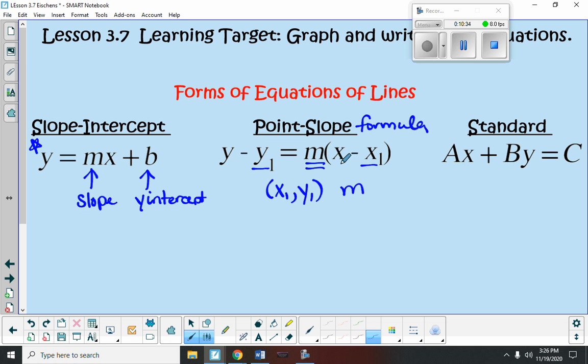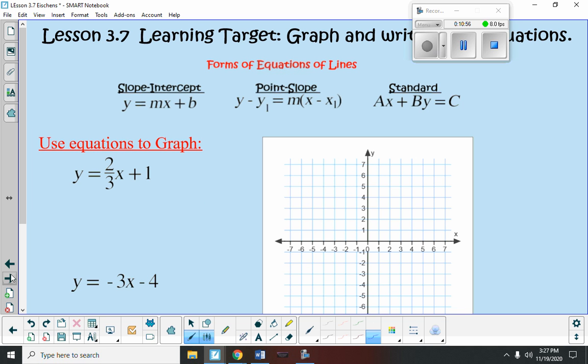The other form you might see an equation in is called standard form, and that's where the x and the y are on the same side. And your coefficients can never be fractions or decimals. So like if you had a fraction, you would multiply everything by 2 to get rid of the fraction. So you'll talk more about that next year in Algebra 2. All right, let's do some graphing.